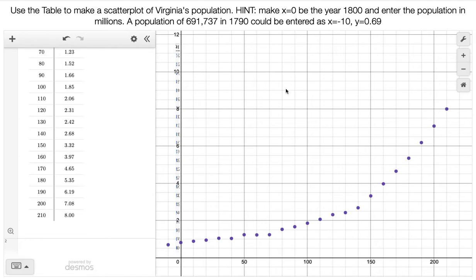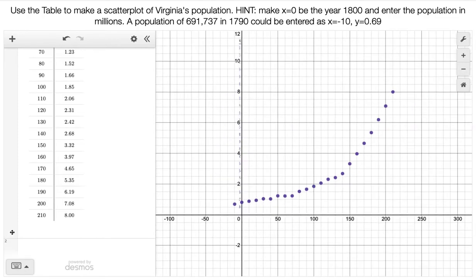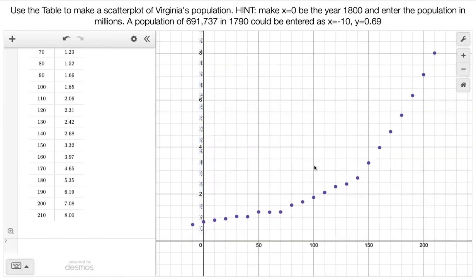And there's my curve. I do want to show you something else, by the way. In the corner of the table, there's a zoom fit option. If you click that, Desmos will make a window. It usually is a little bit more zoomed out than I like, so I'll usually zoom in, but it is a nice little shortcut.